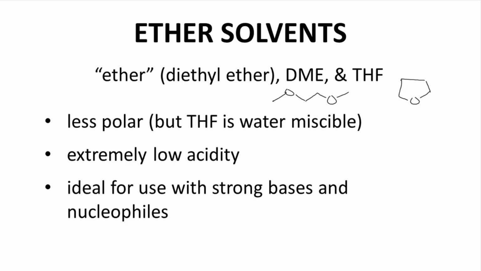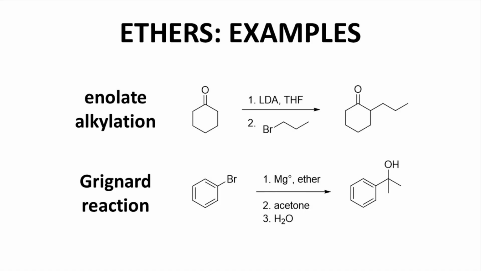Ethers are very weak acids and therefore are often used with strong bases and strong nucleophiles. Here are two reactions that often use ether solvents. LDA, a very strong base used to make enolates, typically has THF as the solvent. Grignard reagents are traditionally formed in ether as the solvent. The Grignard is stable in ether and can be reacted in subsequent steps.